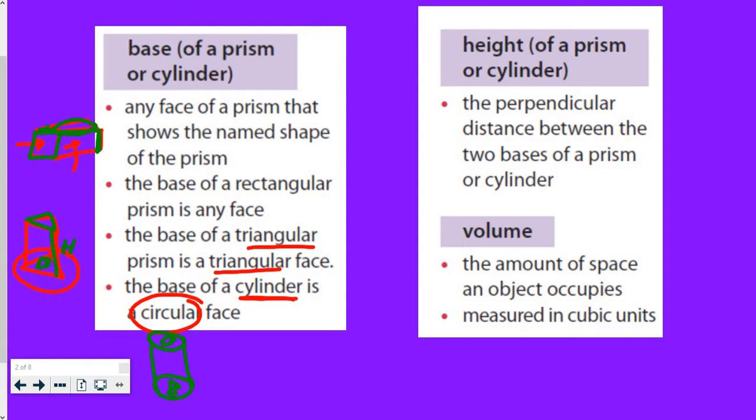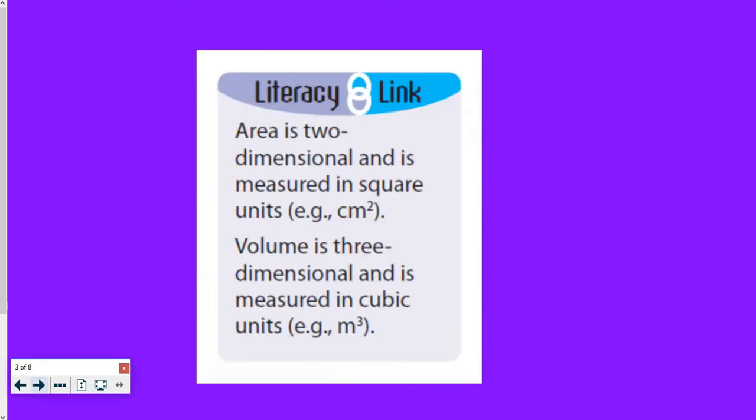So the volume is the amount of space an object occupies, measured in cubic centimeters, and cubic means 3. You'll see why by the end of the lesson. An area is two-dimensional, and it's measured in square units, so centimeters by centimeters. Volume is three-dimensional. It's measured in cubic units. So area is very flat. Cubic is three-dimensional, like whatever a cup holds or something that you can grab.